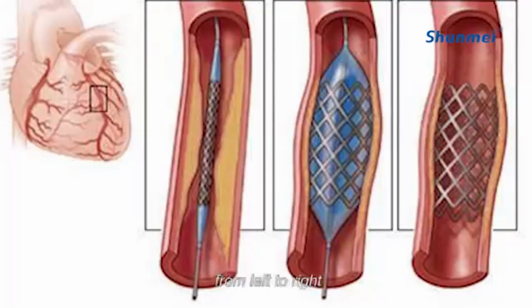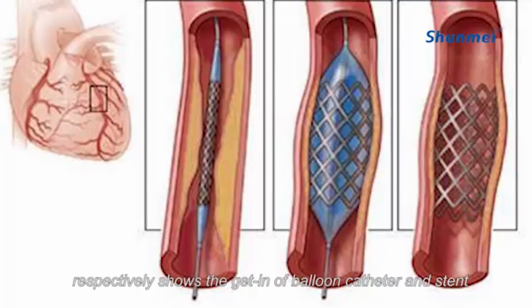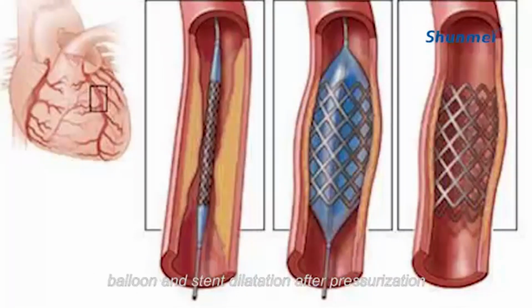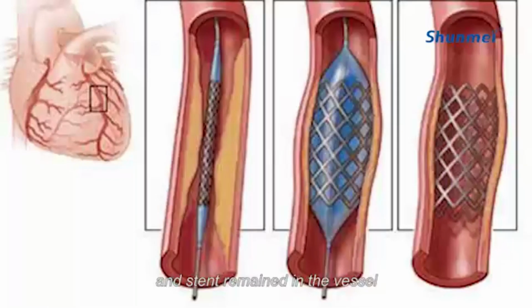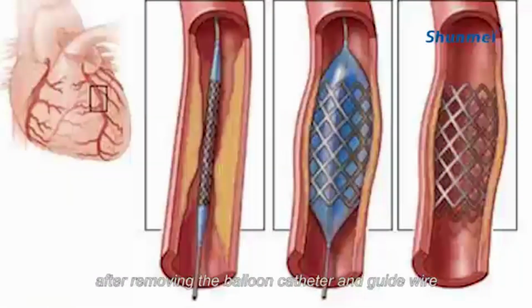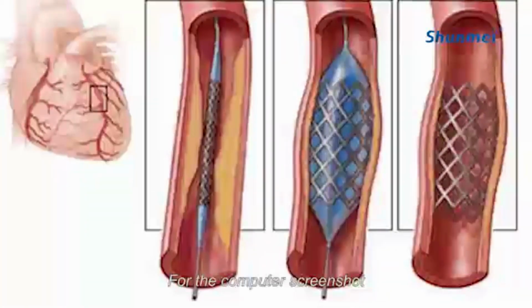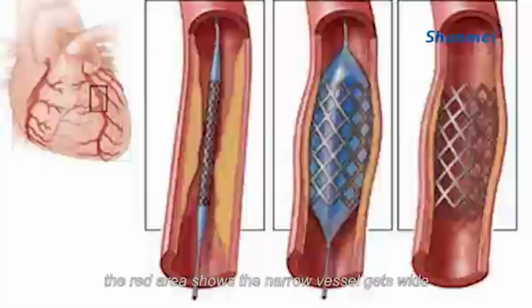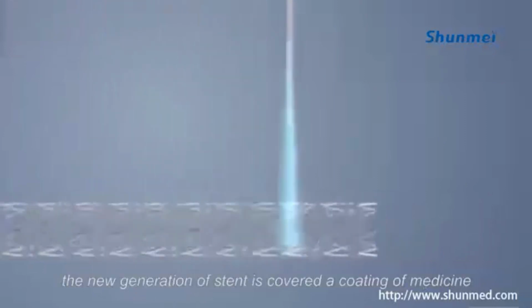The 3 pictures from left to right respectively show the front end of the balloon catheter and stent, balloon and stent dilatation after pressurization, and the stent remaining in the vessel after removing the balloon catheter and guide wire. In the computer screenshot, the red area shows the narrow vessel gets wide after implanting the stent and the blood flows through normally. In order to avoid reocclusion and reobstruction after stent implantation, in recent years the new generation of stent is covered with a coating of medicine on the surface, which greatly reduces the rate of occurrence.